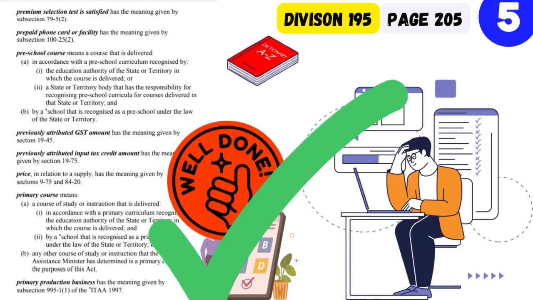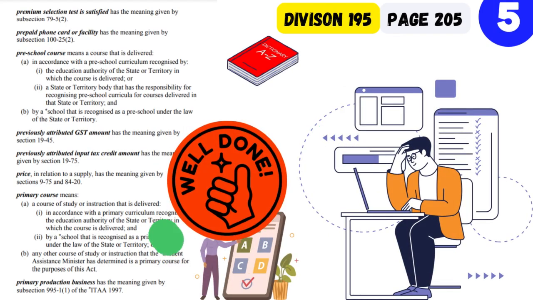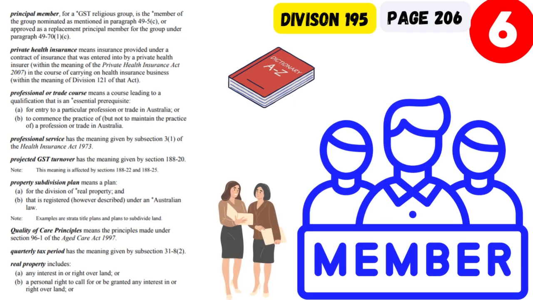That was it for page number 205. Now we head to Section 6. Now we will explain words on page number 206 of Division 195 of GST Act Volume 2. This is Section 6 of this video, for dictionary. Please find words on screen.